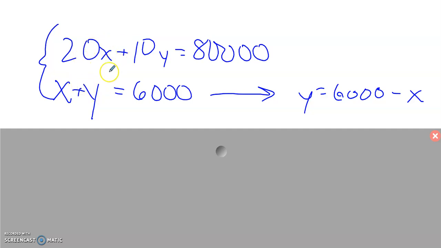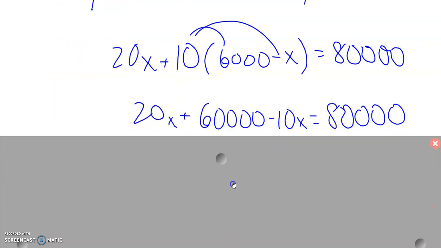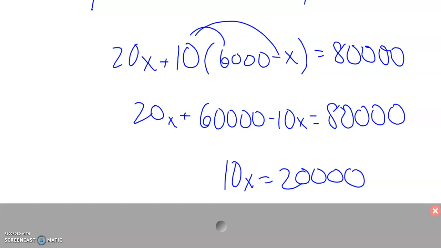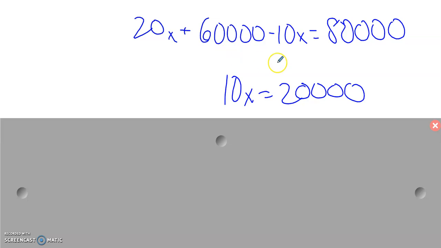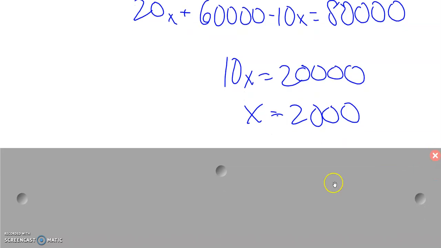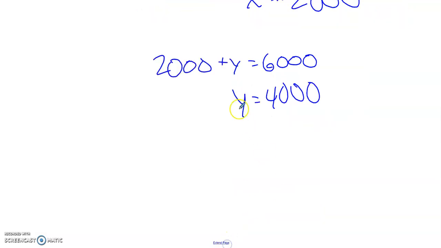So off to the side, I write my system. I'm going to use substitution here, so I solve it for y. And I plug that in right here for y. I distribute the 10. I combine like terms. I get the 60,000 over to the other side by subtracting 60,000, and then I divide by 10, and I get x is 2,000. I plug that into either one of my 2 original equations and solve for y, and I get y is 4,000.